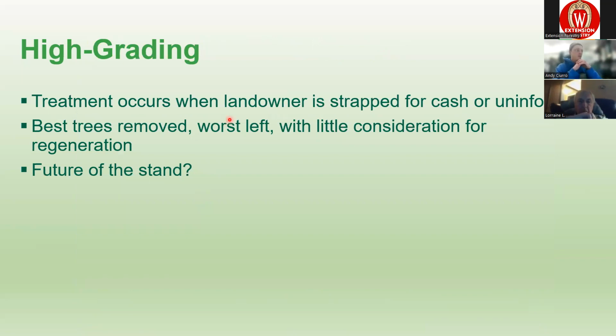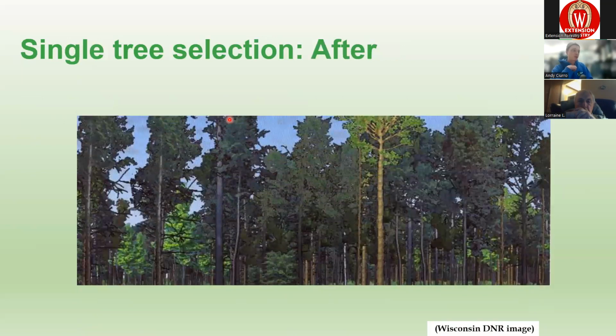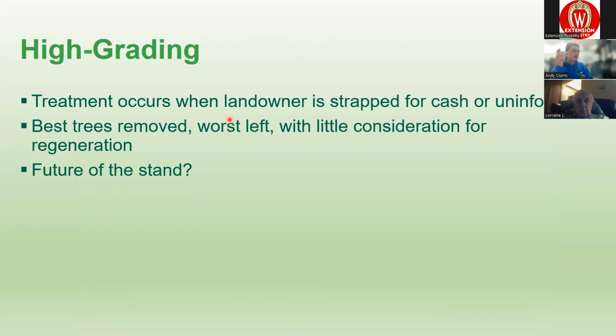High grading is similar to single tree selection, where someone goes through and selects trees out of the woods, but they're only taking the highest quality trees. It's done simply for the value of that single harvest. And this happened a lot in the 90s, I would say, and it's not as much of an issue anymore.